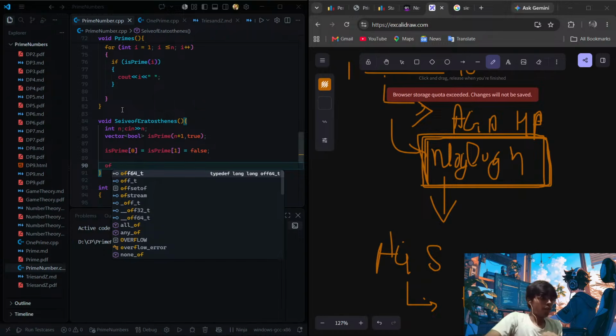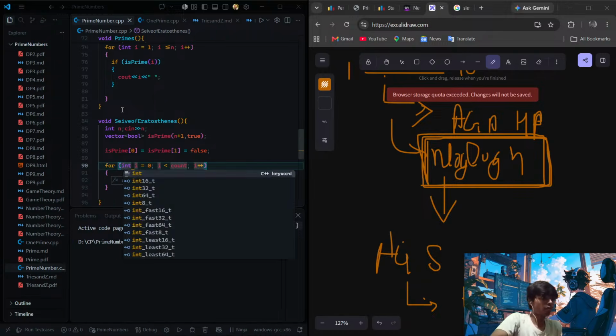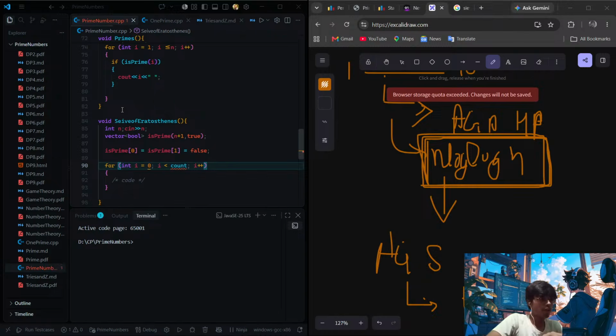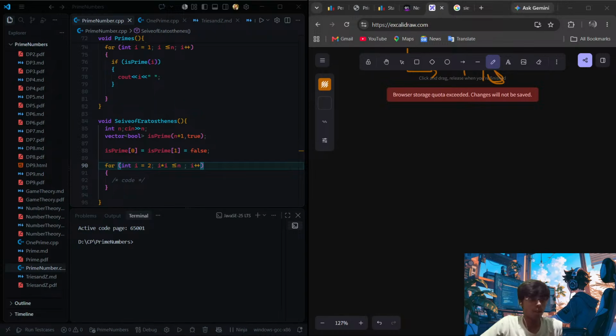Now after that, I will start the loop from which point? I will start it from 2, and it goes till under root n. Why will I go till under root n? If I find a 2, I will start marking all of its multiples from 4. If I get 3, I will start marking from 9. If I get 5, I will start marking from 25.